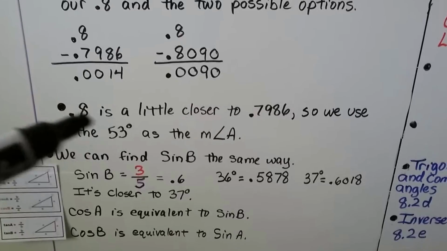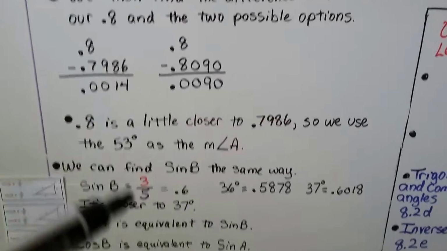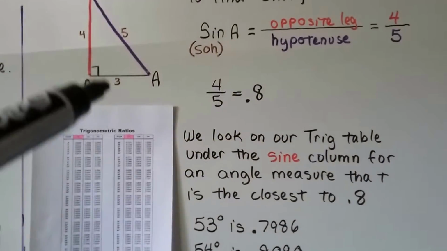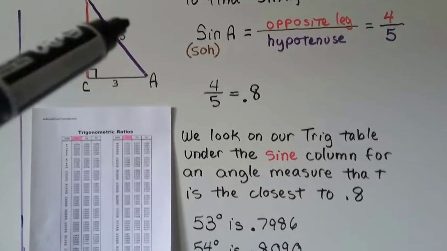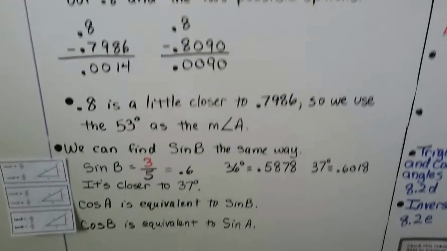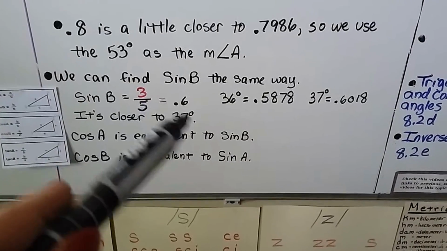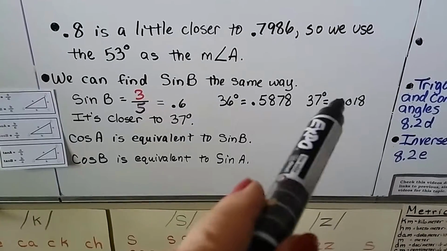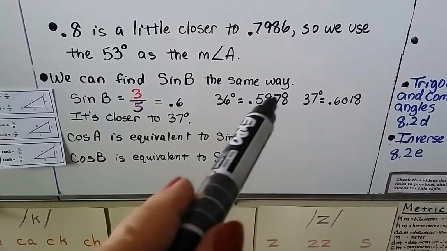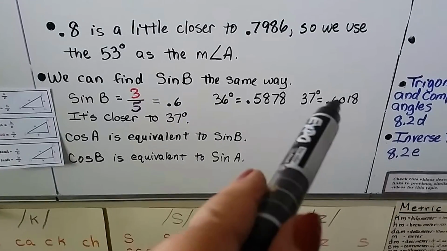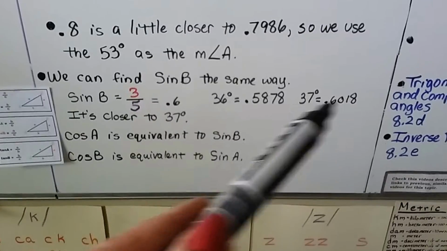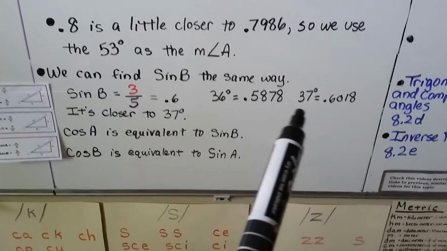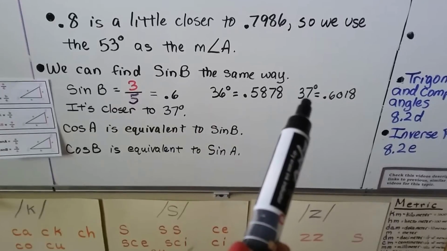And we can find the sine of B the same way. We would have a 3 over a 5. That's the opposite leg of B and the hypotenuse. 3 divided by 5 is 0.6. And when we look on the trig table, it's going to be between 36 and 37 degrees because we don't have an exact 0.6. We find the difference between our 0.6 and these two, and we find that it's closer to 37 degrees. Okay?